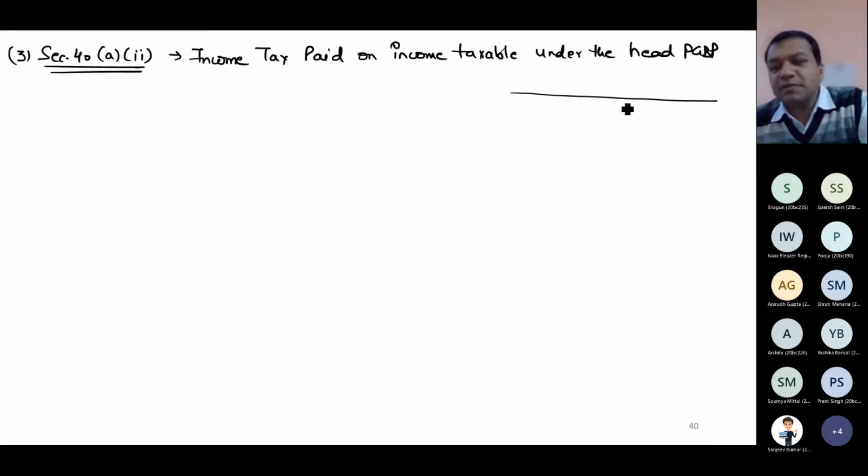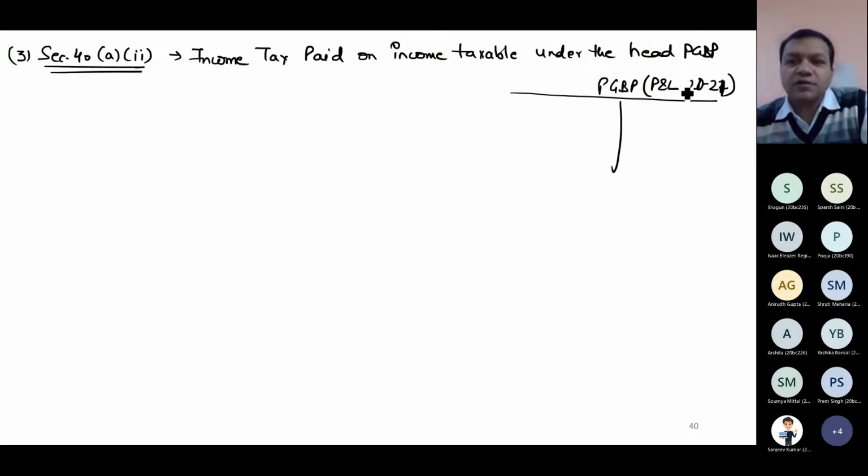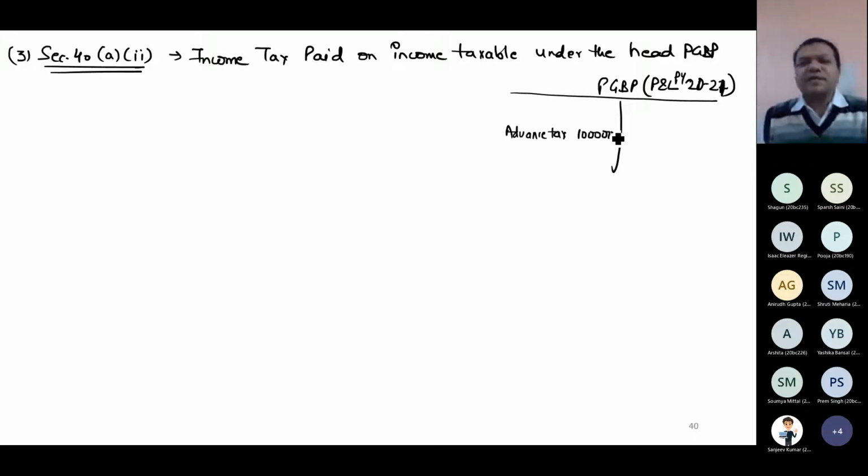Suppose I am computing my PGBP income. This is my P&L account of 2021-22 assessment year, or you can say 2021 previous year. And suppose I have paid some advance tax as a businessman. I have paid some advance tax of 10 lakh rupees because I am assuming that my income will be around 1 crore rupees PGBP income. So I have paid 10 lakh advance tax.